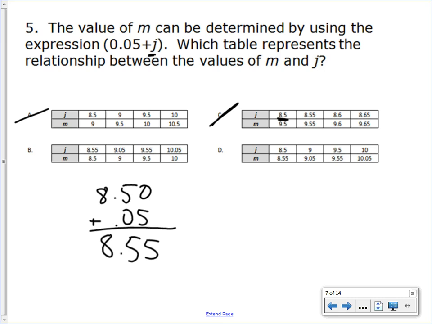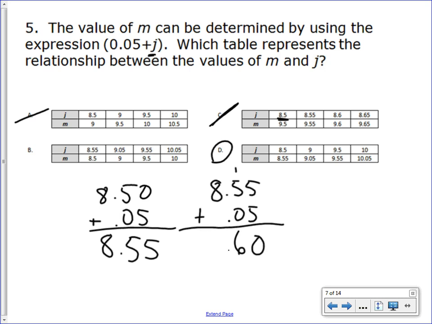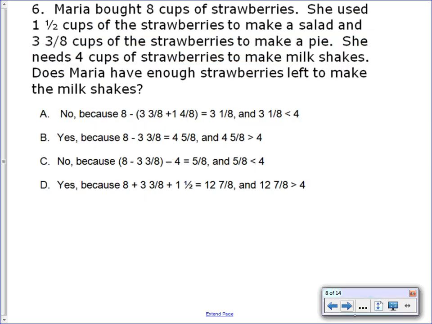All right, D could be a possibility. To see if B would be, you would take 8 55/100 and add 5/100 to that. And you would get 8 6/10, which is not the output. So your correct answer here is D. Sorry for the confusion.